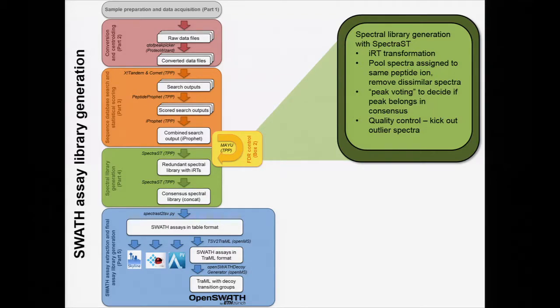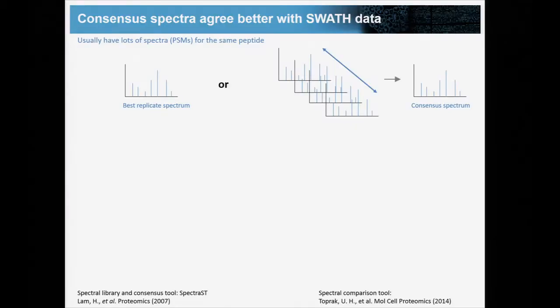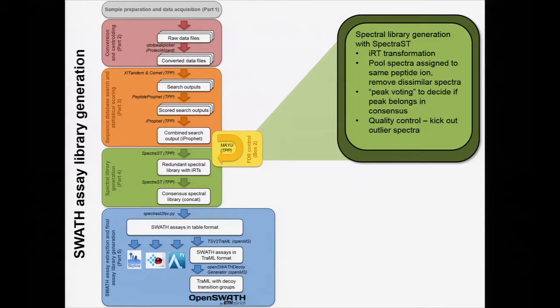Also, I point out that this iRT transformation is done at this Spectrast step, so Spectrast will go in and look for the iRT peptides, which will hopefully also be identified in shotgun mode, and take the retention times of these peptides, do the linear regression, and return iRT values for all these peptides, and we store the retention times in this normalized retention time space that you've heard about a few times.